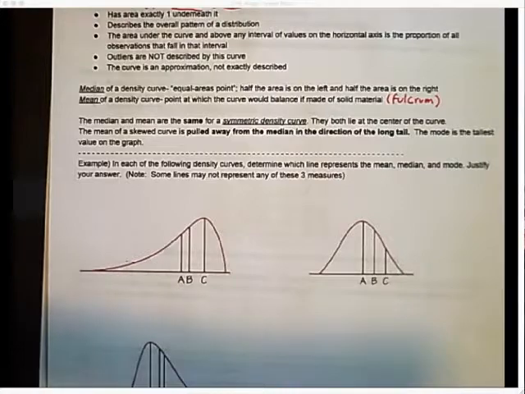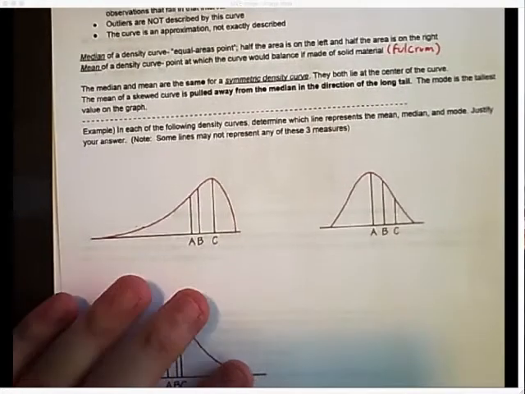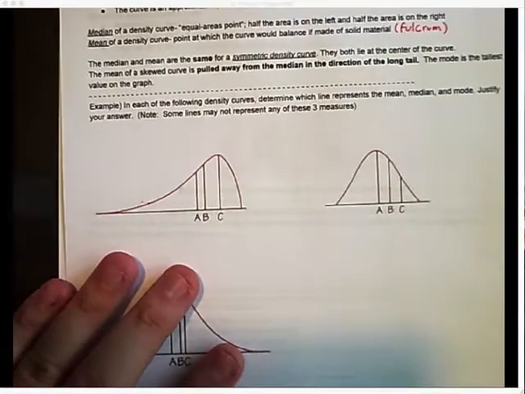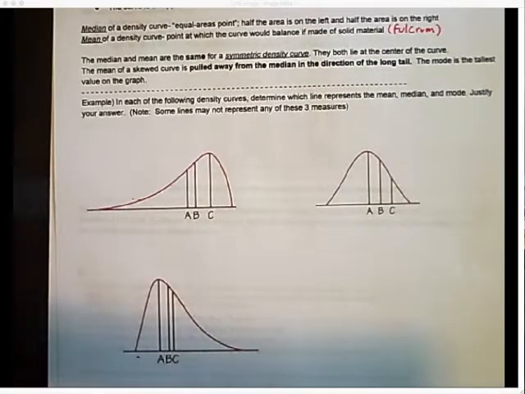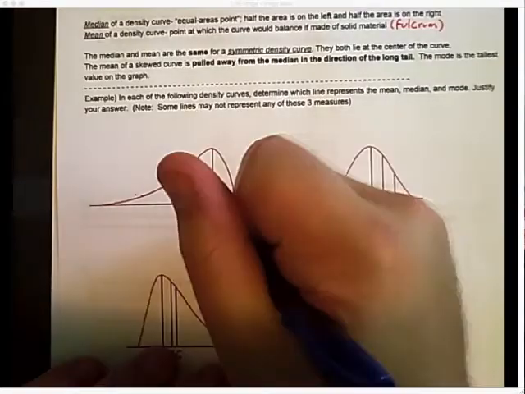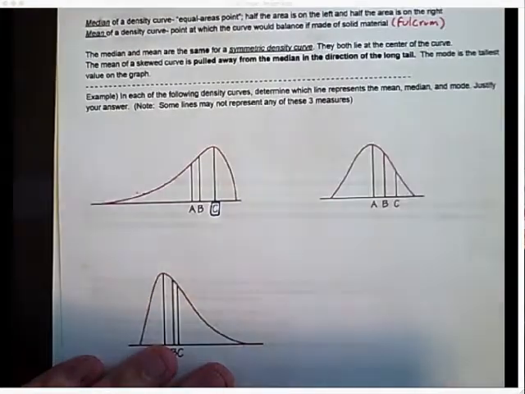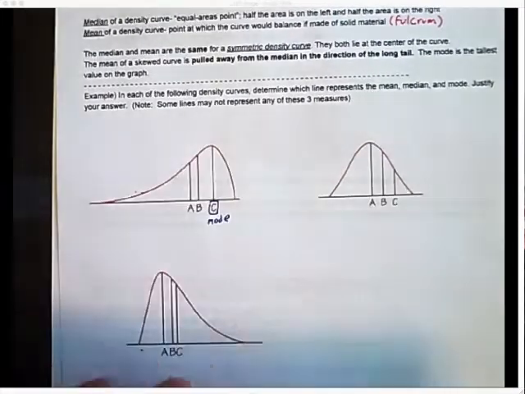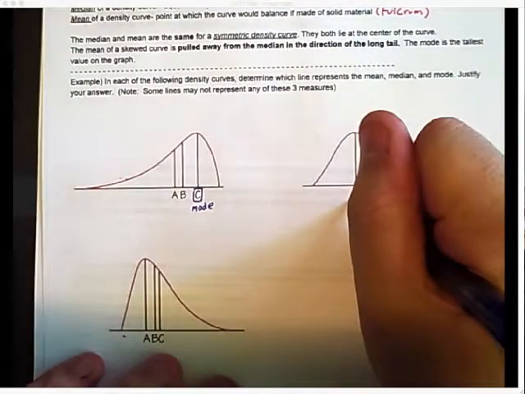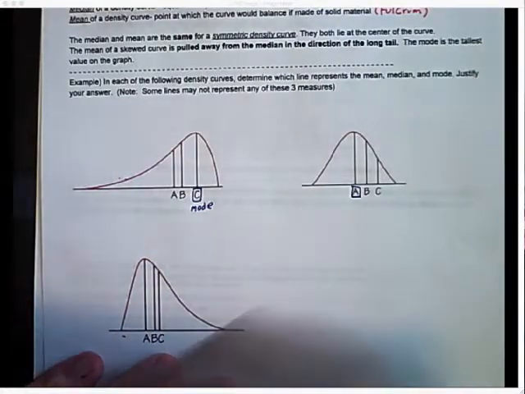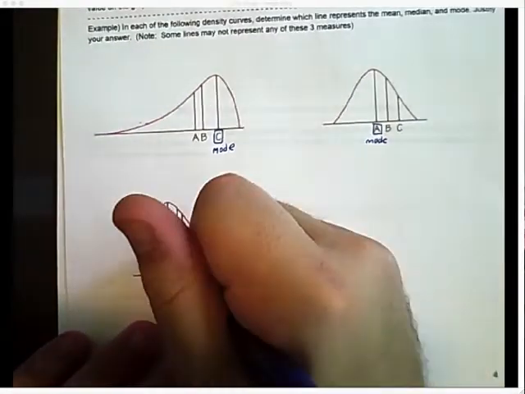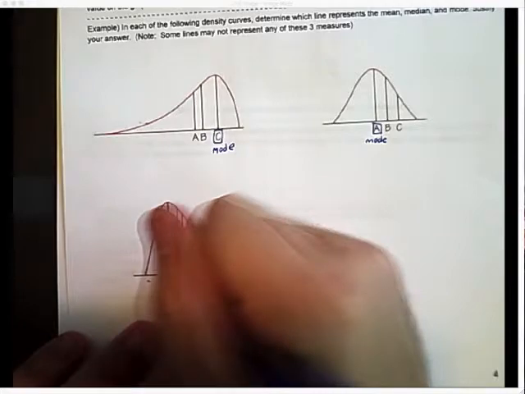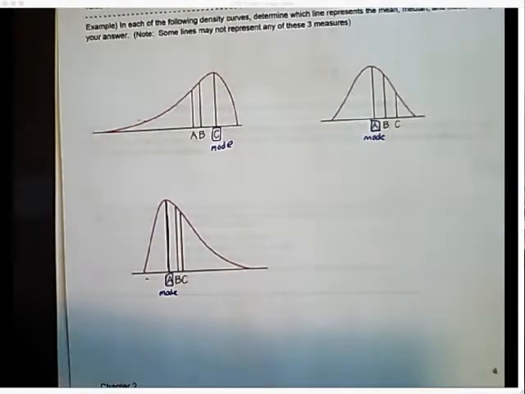So our example here is: in each of the following density curves, determine which line represents the mean, which line represents the median, and which line represents the mode. Justify your answer and note that some lines may not represent any of these three measures. Okay. So let's start with the mode. The mode is the high point in the graph. So in this first graph, that's definitely the mode. In the second graph, that point is the highest, so it's also the mode. And in the third graph, this is the high point in the graph, so point A is the mode, because it's the high point.